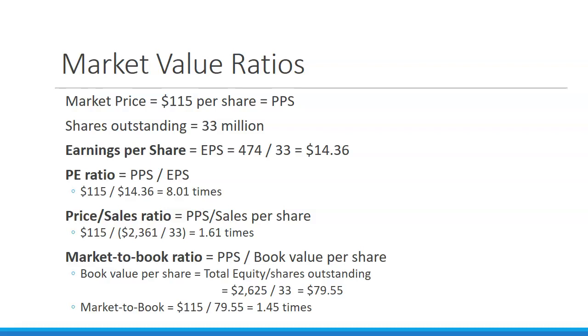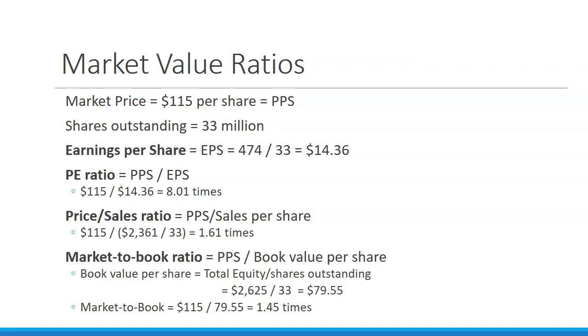Next is the PE ratio, or the price earnings ratio. The price earnings ratio is market price divided by our earnings per share. This PE ratio looks at how expensive a stock is relative to the amount of income that a company generates. It's a good measure of market value.